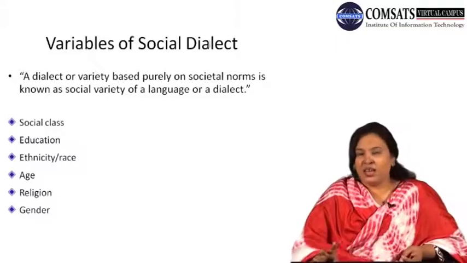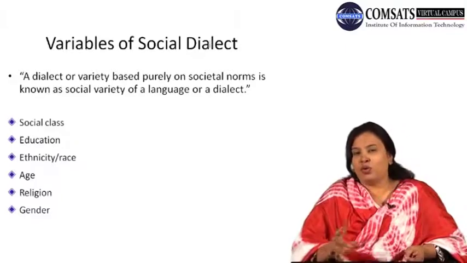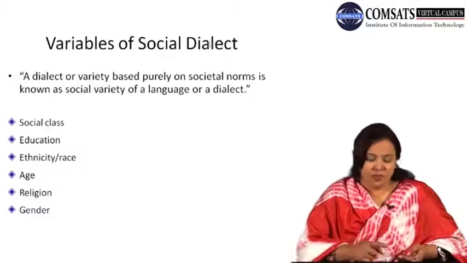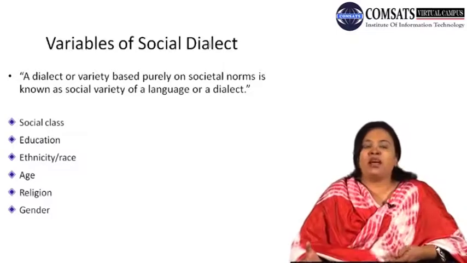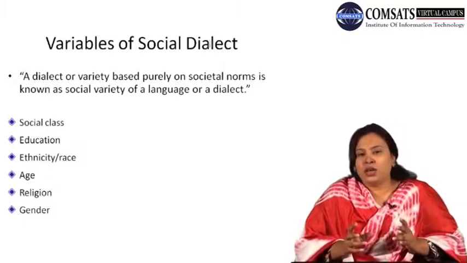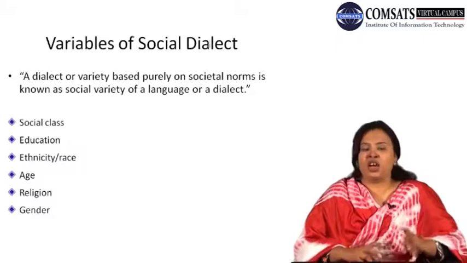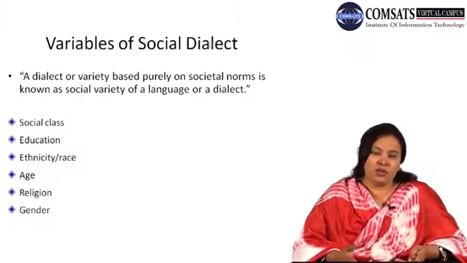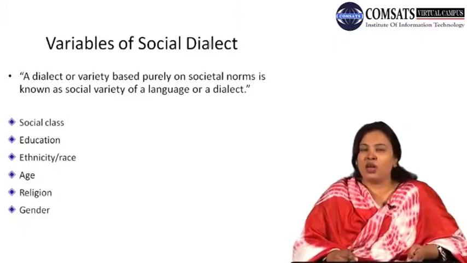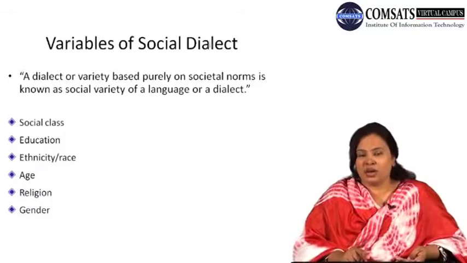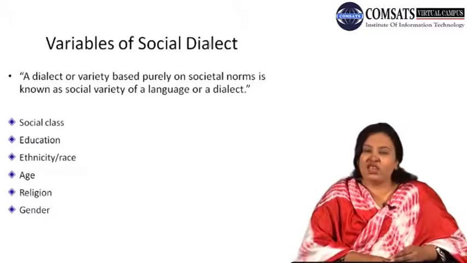Ethnicity and race: according to the area or to the race to which we belong, we have variations. Age: old people have different language, young people have a different sort of language, and children have a different sort of language. So these are the variations according to age, again sociolect. Then we can have religion.